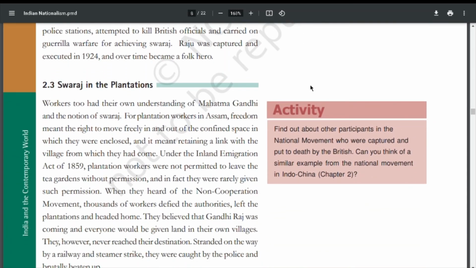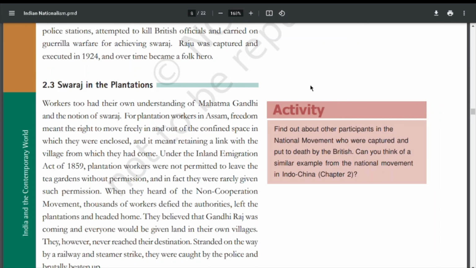2.3 Swaraj in plantations. Workers too had their own understanding of Mahatma Gandhi and the notion of Swaraj. For plantation workers in Assam, freedom meant the right to move freely in and out of the confined space in which they were enclosed, and it meant retaining a link with the village from which they had come. Under the Inland Emigration Act of 1859, the plantation workers were not permitted to leave the tea gardens without permission, and in fact, they were rarely given such permissions.